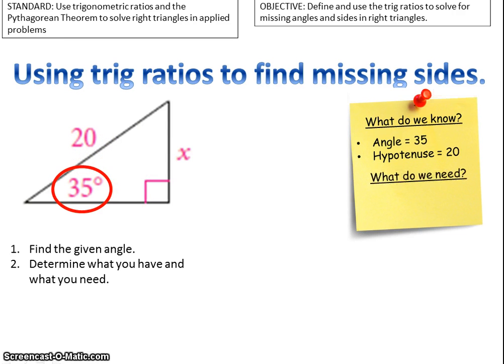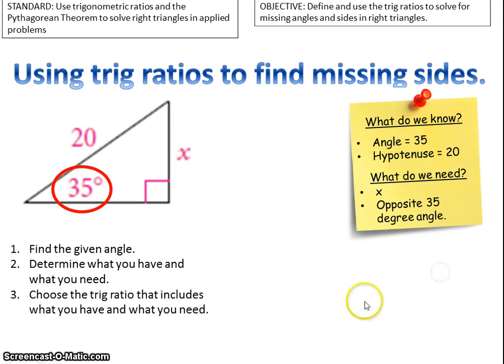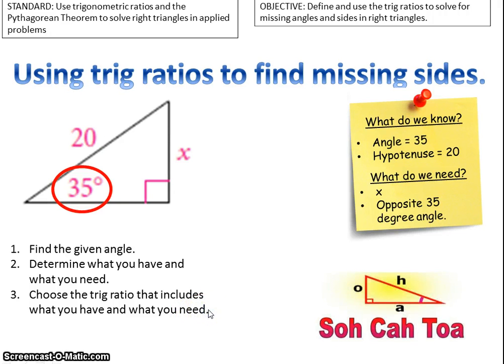What do we need to know? Well, we want to find out x, and we know that x is opposite of the 35-degree angle. Those of you who are a little sharper probably have already figured out what to do, but let's just keep it going here a little bit slower. So we're going to choose the trig ratio that includes what you have and what you need. Okay, so what do we have, what do we need?